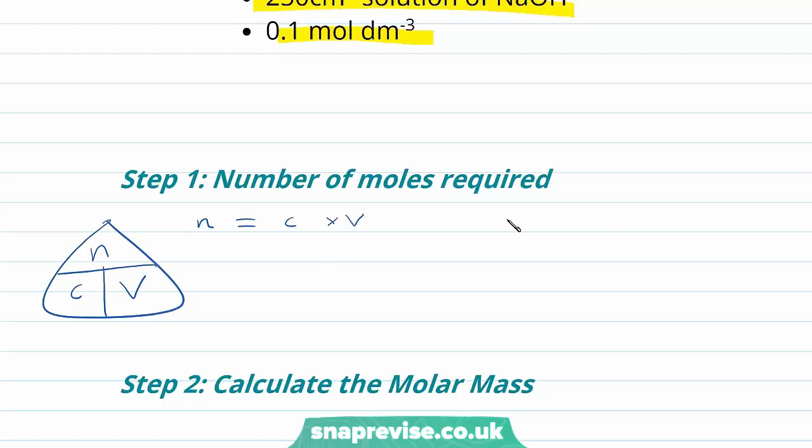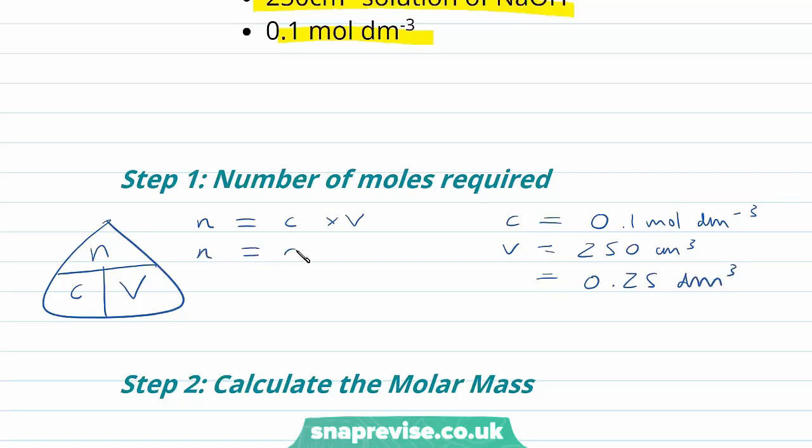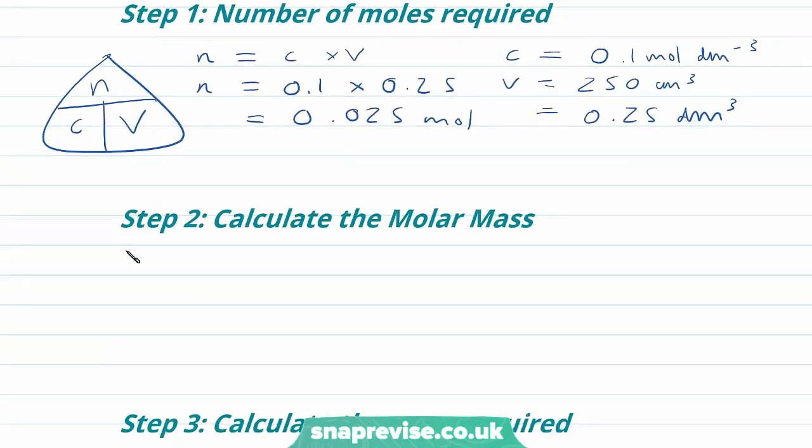The information we're given was that the concentration required is 0.1 moles per decimetre cubed, and the volume was 250 centimetres cubed. That's equal to 0.25 decimetres cubed. So the number of moles is equal to 0.1 multiplied by 0.25, giving us 0.025 moles required.